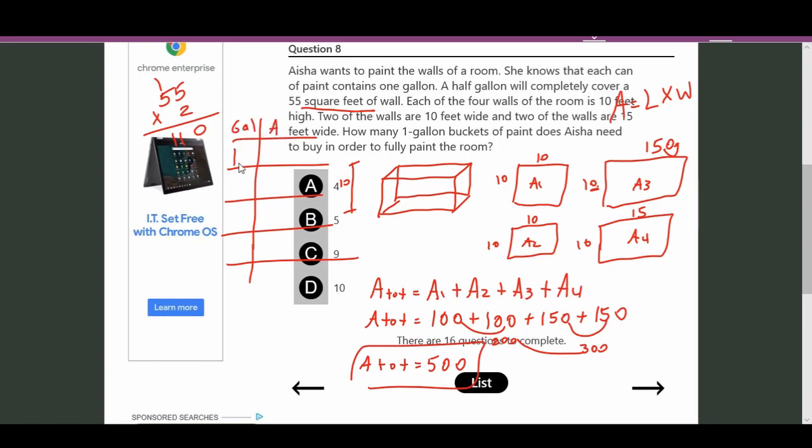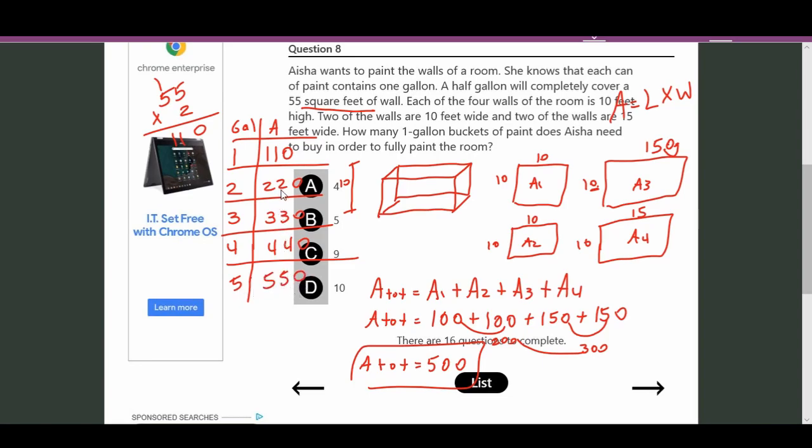Again, 1 gallon, as we just worked out, covers 110 square feet. 2 gallons is going to cover double that. 110 plus 110 is going to be 220. 3 gallons, just add 110 to 220. It's going to be 330. 4 gallons, add 110 to 330. It's going to be 440. And 5 gallons is going to be 550.